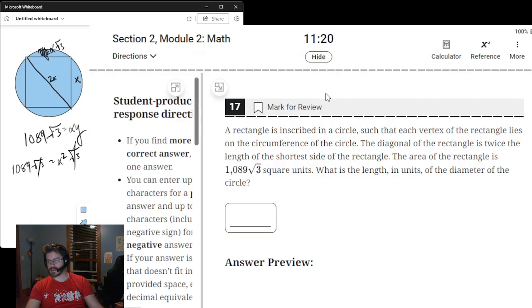1089 is 33. Nice round number, so we know we did it right. That's the length of x. And the diameter of the circle. Yeah, diameter is the length of that diagonal, so 66.